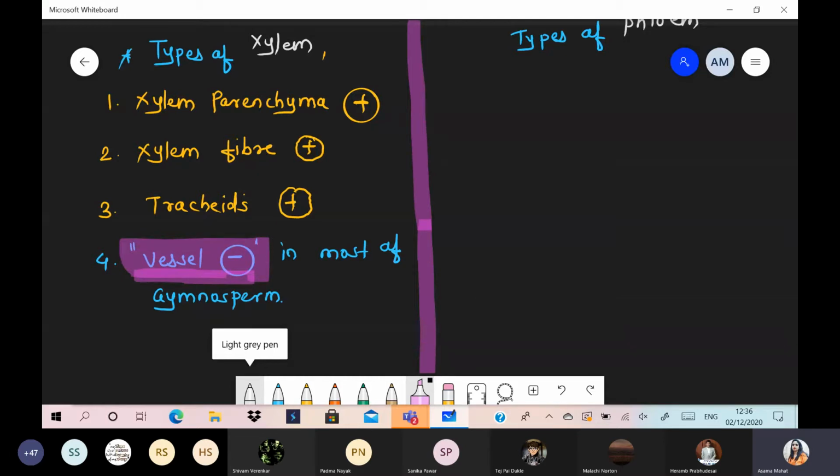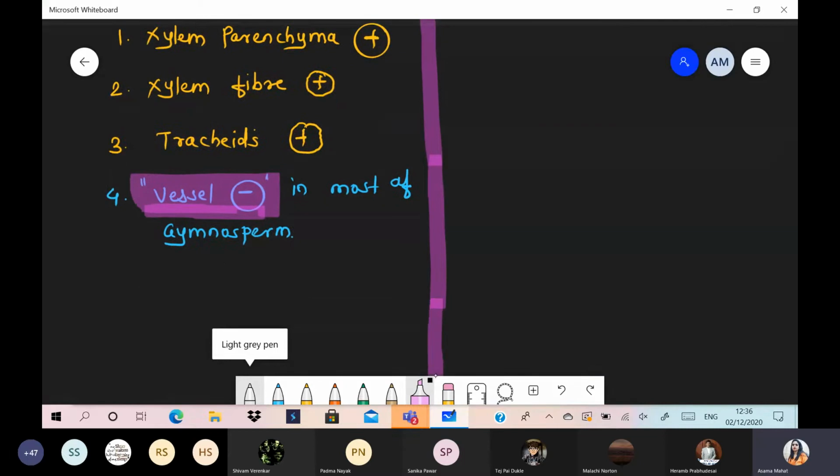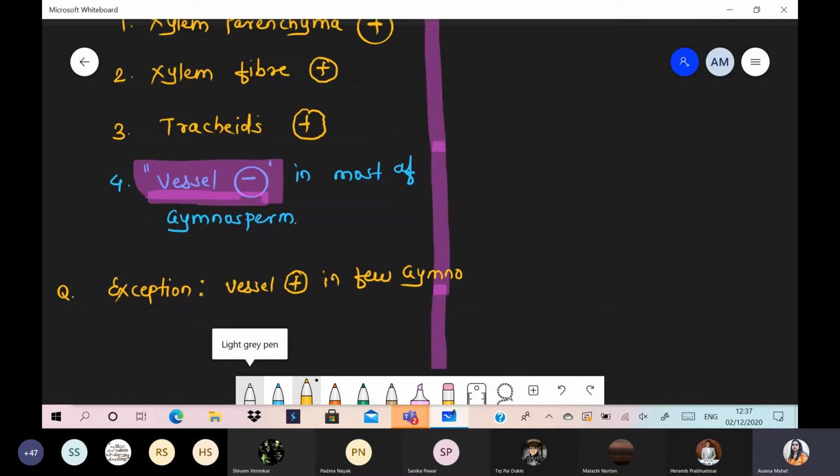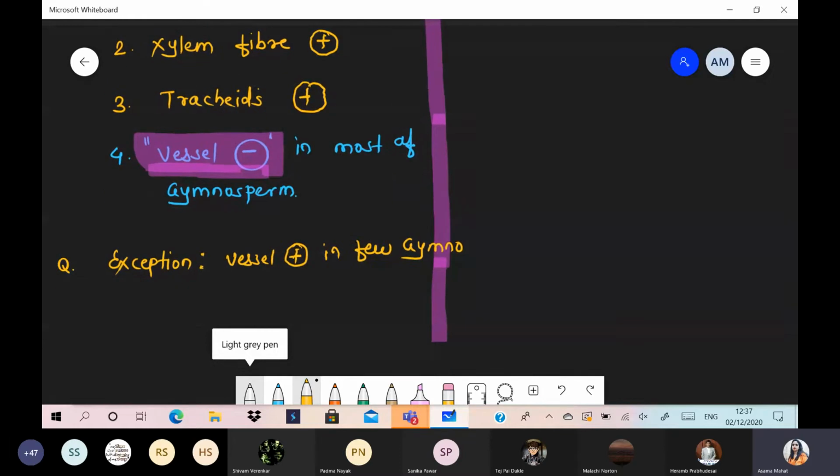Most gymnosperms, okay, but we know that it is biology. So now under this point, we are taking one exception case where vessels are present in gymnosperm. Vessels are present in a few gymnosperms. So we have to discuss this example. Definitely one question comes from the exception case, because normally we discuss that part in morphology also, even in anatomy also.